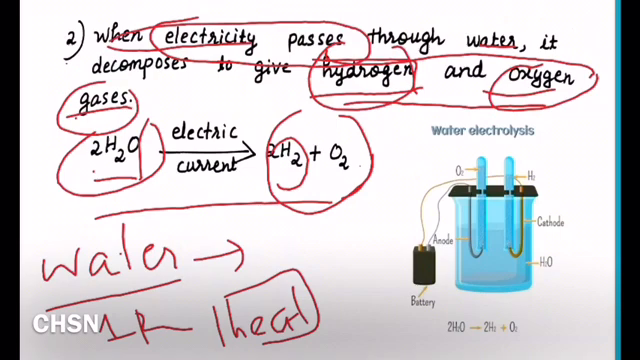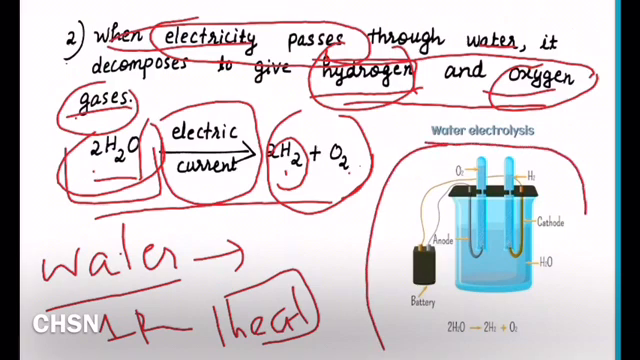In other words, we can say that water decomposes to give hydrogen and oxygen gases when electric current or electricity passes through water. So this is the experimental setup of passing electricity through water. So we have to get a vessel like this. You will learn about this in detail in a higher class.